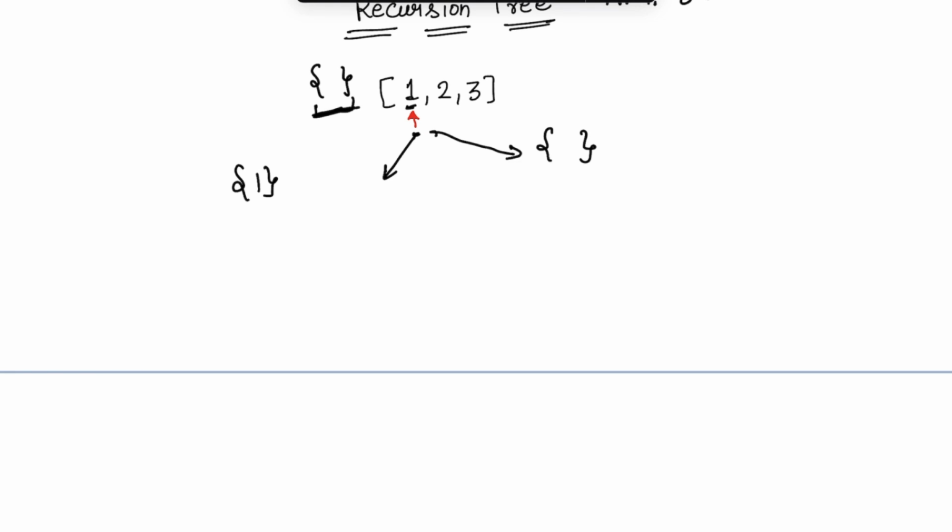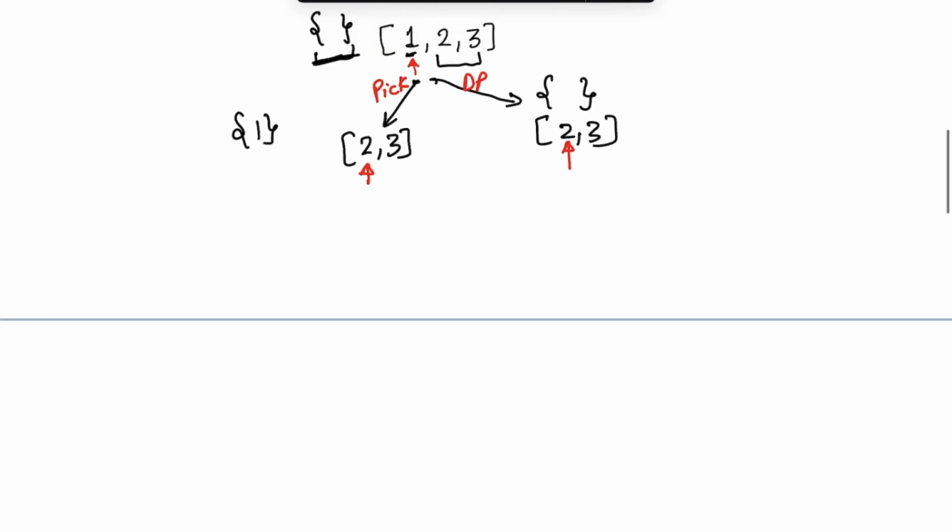Now I will move my iterator to the next element. In the array 1 2 3, I have already processed 1. Now the next elements are 2 comma 3. So now I am at 2. In the previous step I picked 1; in this one I do not pick 1.